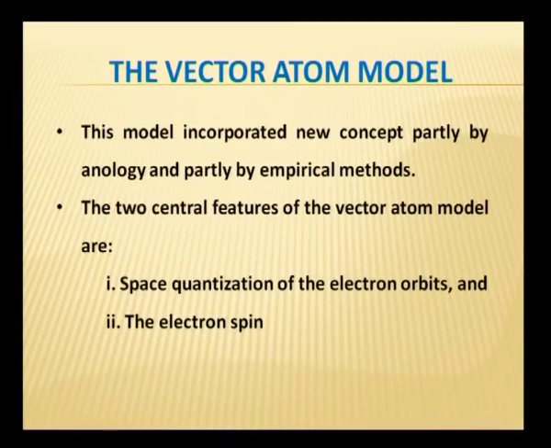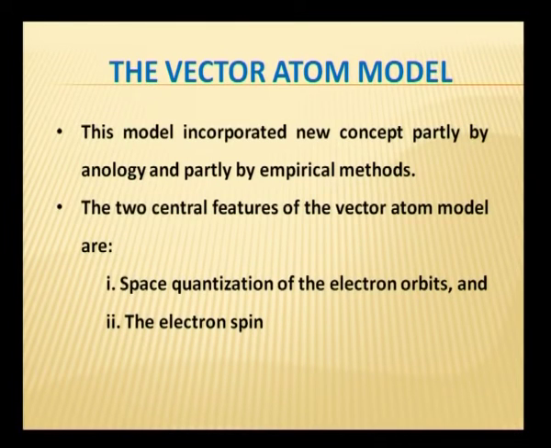The vector atom model rests on 2 important concepts, namely space quantization and the introduction of electron spin. As I told you just now, the Dutch physicists thought of spin because Earth is revolving around the sun. Apart from the revolution, the rotation of the Earth or the planets, they are also spinning. So, the concept of spin which was introduced for the electrons in atoms came from the Dutch scientists Uhlenbeck and Goudsmit. Therefore, the 2 key features in the vector atom model are space quantization of the electron orbitals and the spin.